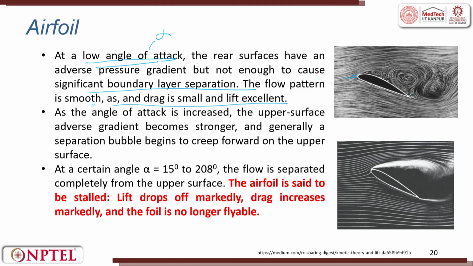When the angle of attack is increasing, the upper surface adverse gradient becomes stronger and generally a separation bubble begins to creep forward on the upper surface. The angle of attack generally takes a value between 15 to 20 degrees. The flow is then separated completely from the upper surface. The aerofoil is said to be stalled. The lift drops off markedly, drag increases markedly, and the aerofoil is no longer flyable.